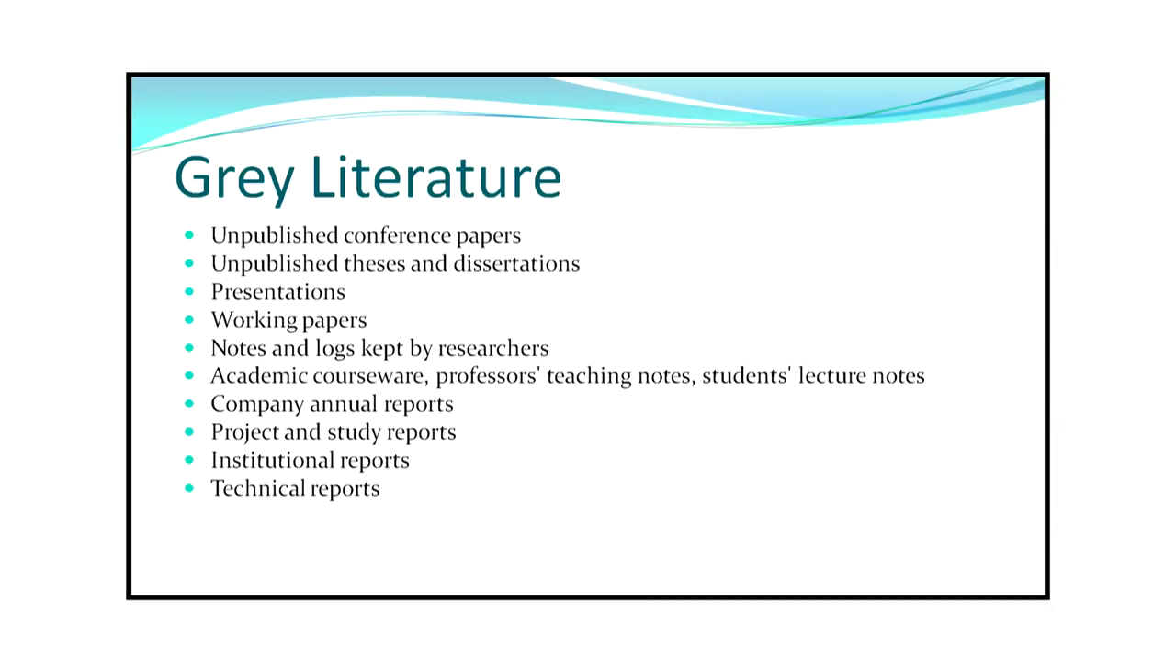Then we have gray literature, which is also a kind of information source, and gray literature includes unpublished conference reports, unpublished theses and dissertations, presentations, working papers, notes and logs kept by researchers, academic courseware, company annual reports, project and study reports, institutional reports, and technical reports.